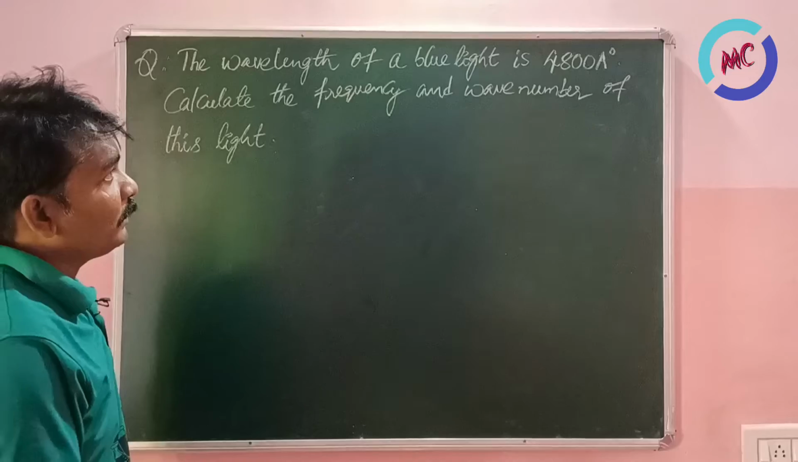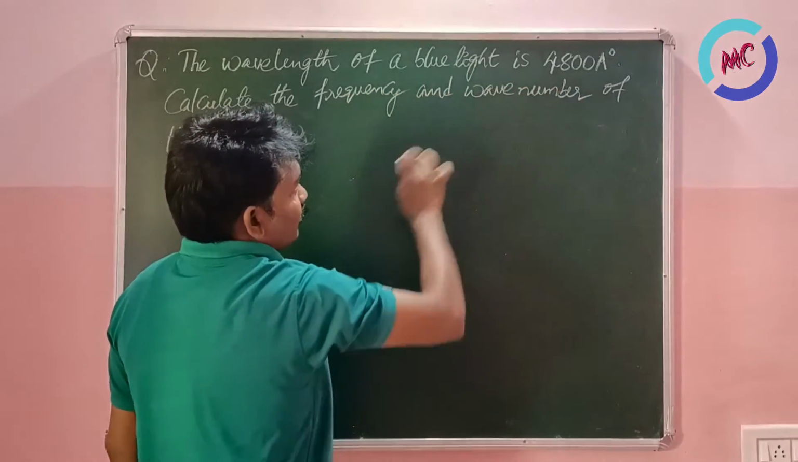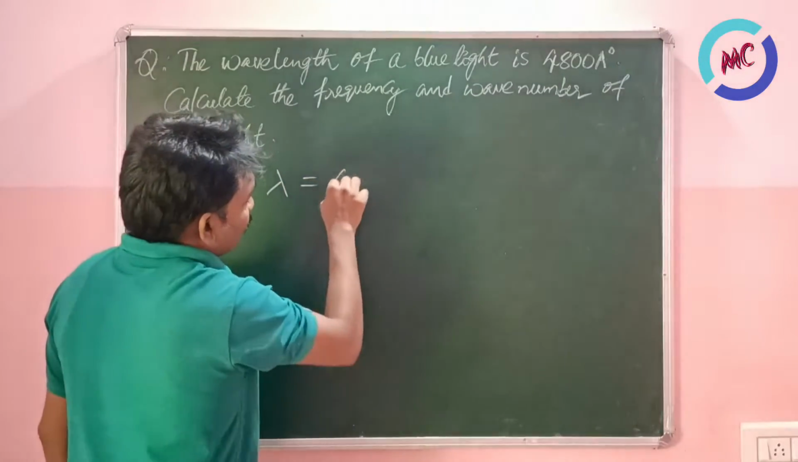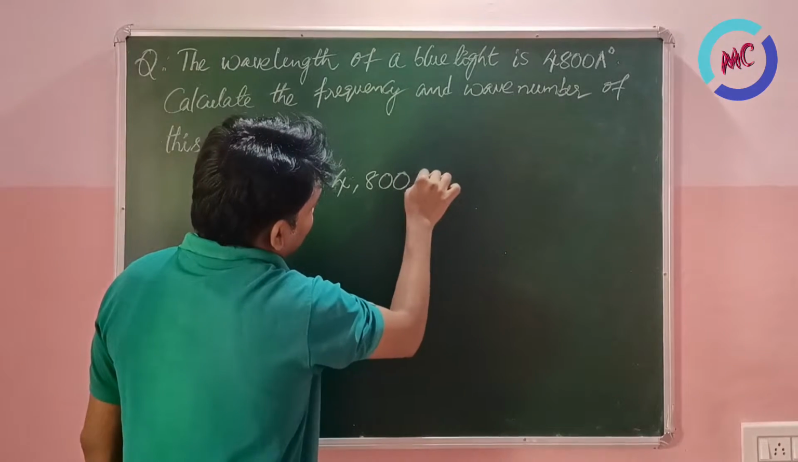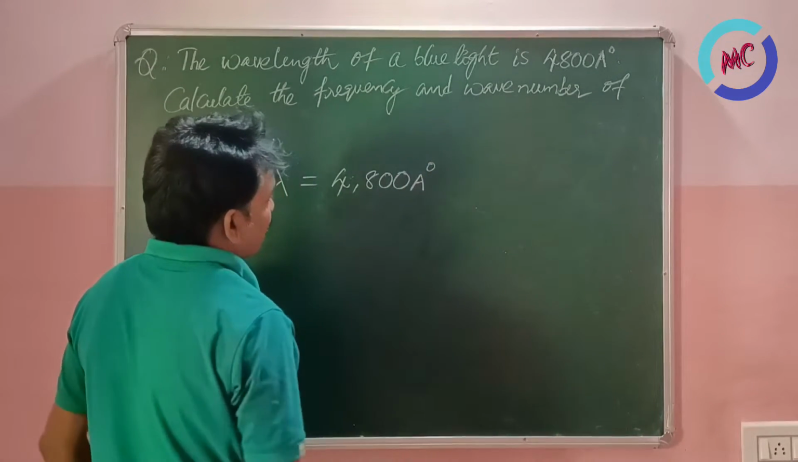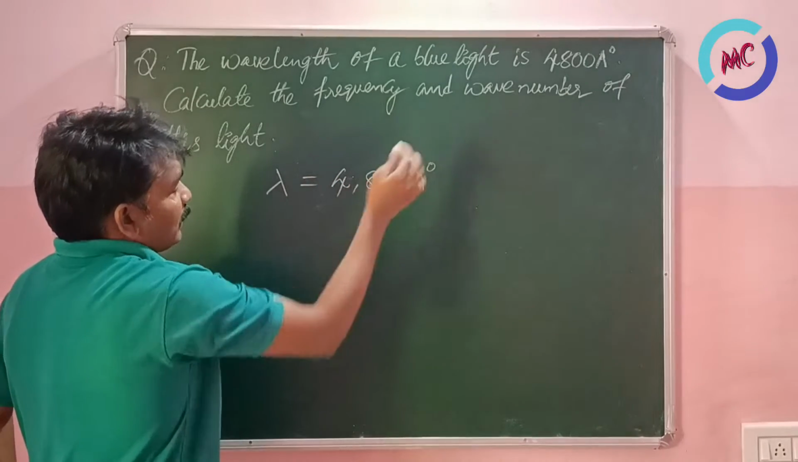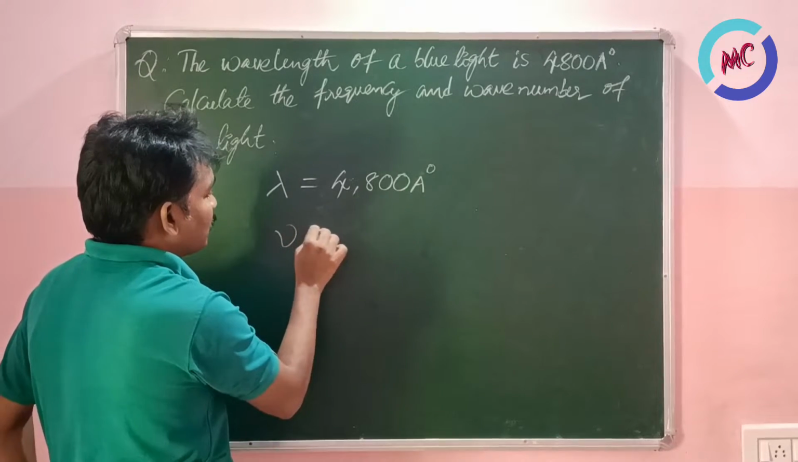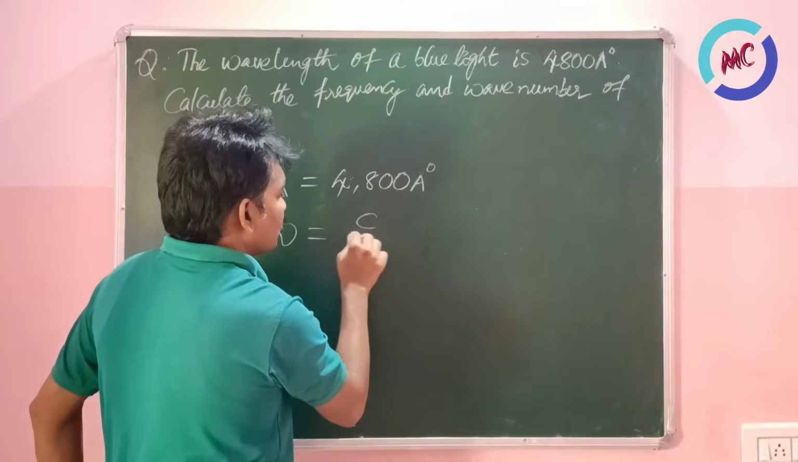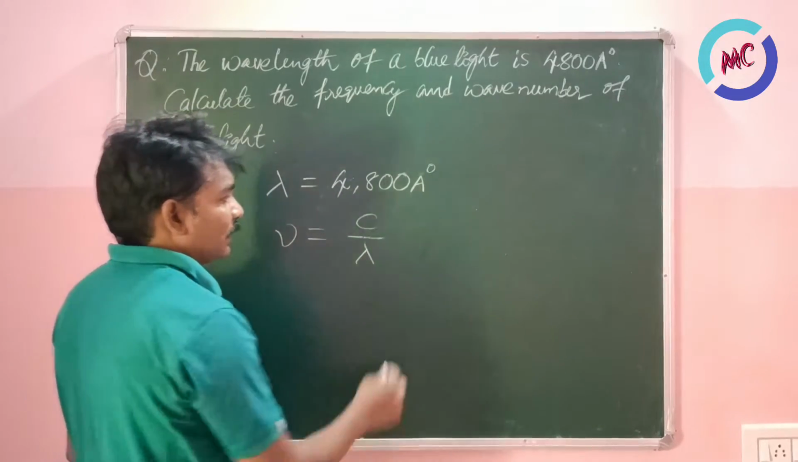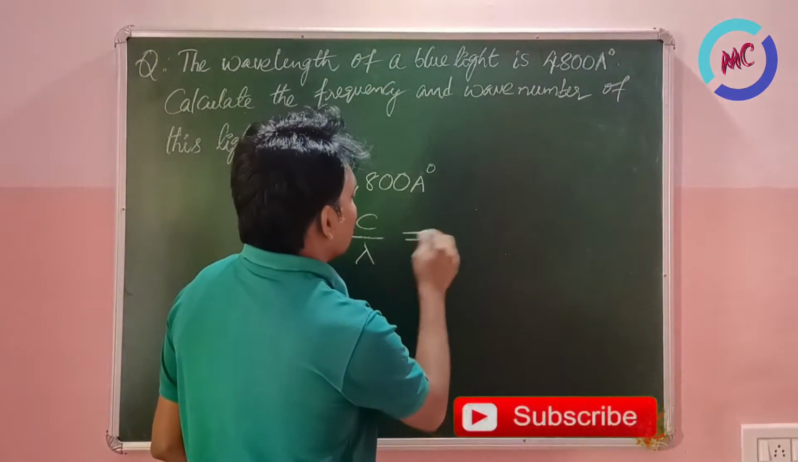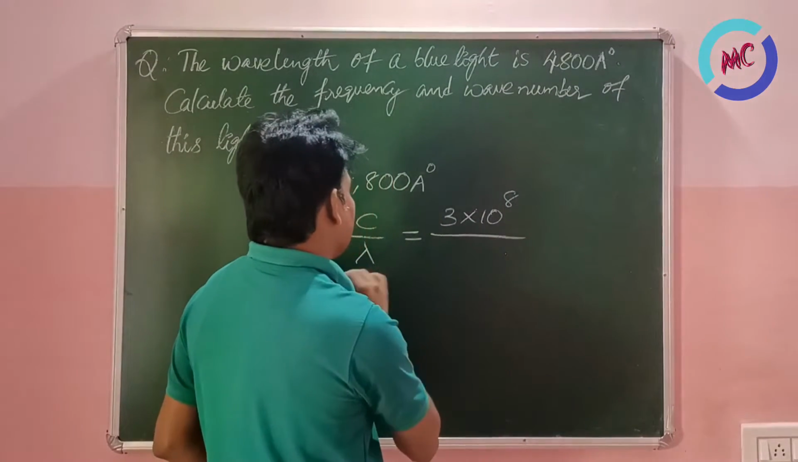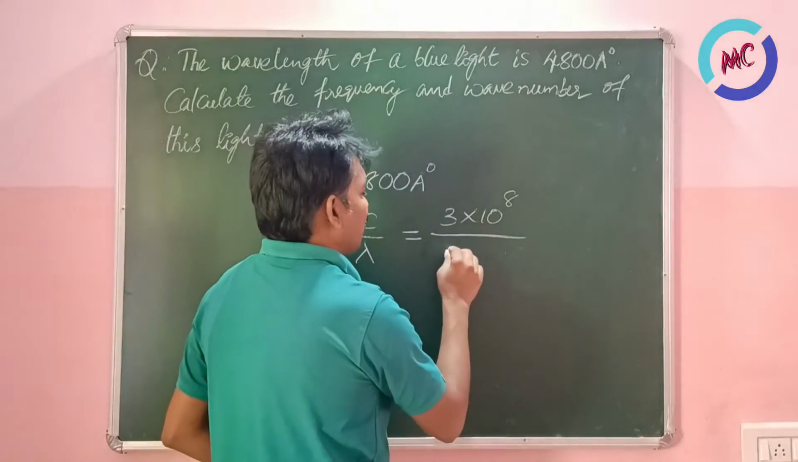See here, the given wavelength of the blue light is 4800 angstrom. The wavelength lambda is equal to 4800 angstrom. They are asking frequency and wave number. First we will calculate frequency. Frequency is equal to c by lambda. What is c here? C is velocity of light, and velocity of light is 3 into 10 to the power of 8 meter per second, by lambda. They gave 4800.